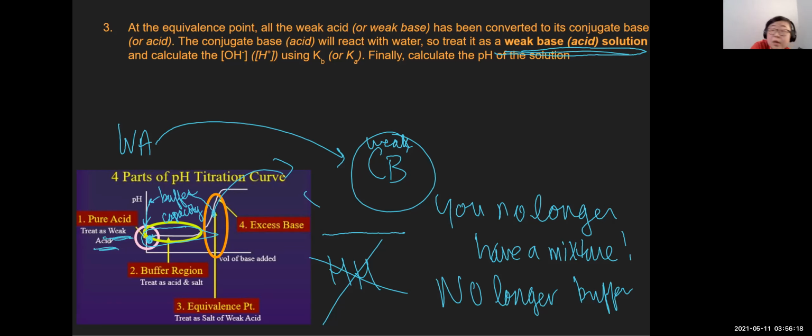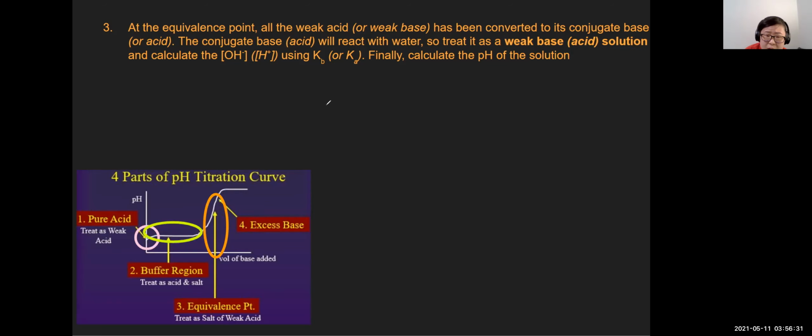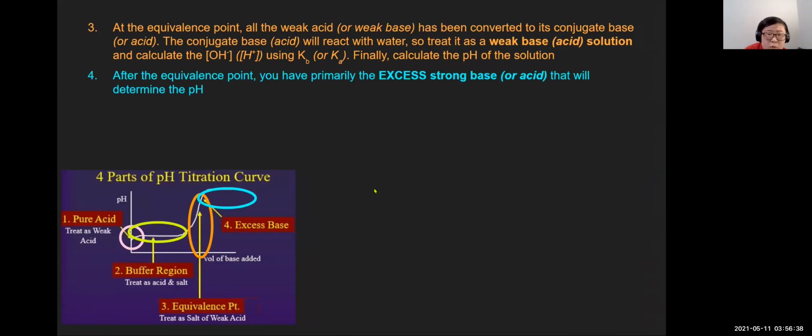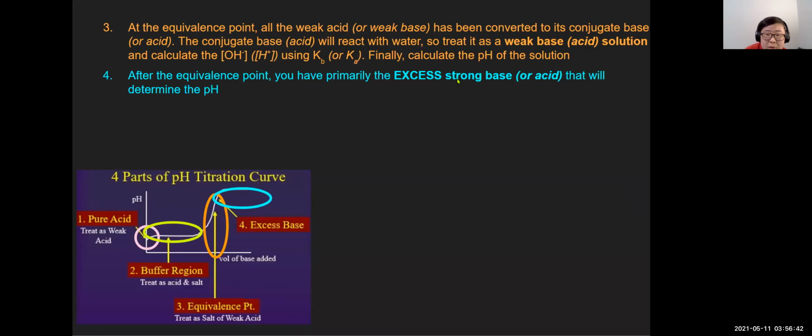You're treating it as a weak acid on one side, you treat it as a weak base on the other side. If it was a weak base titrated with strong acid, same thing: weak base problem, then a weak acid problem. The only difference is you added volume, so you have to consider that. But the moles are constant and the volume is changing, so that's not too bad once you get the hang of it. So after the equivalence point, you have primarily the excess strong acid or strong base that will determine the pH.